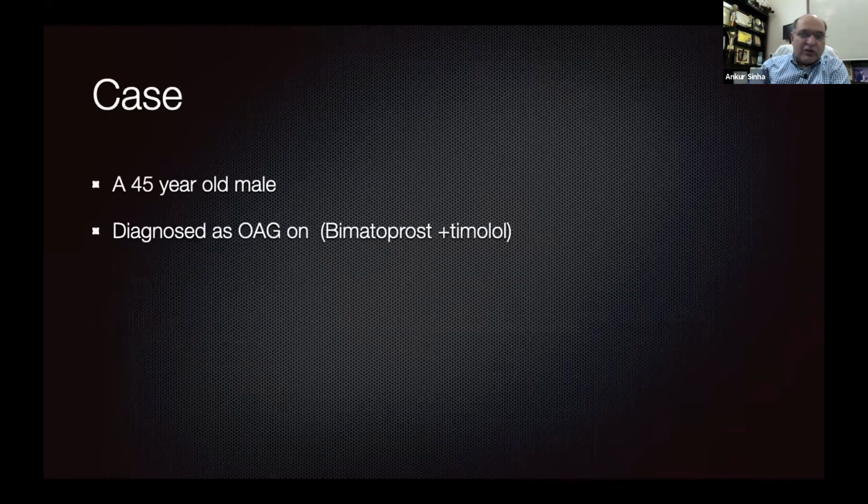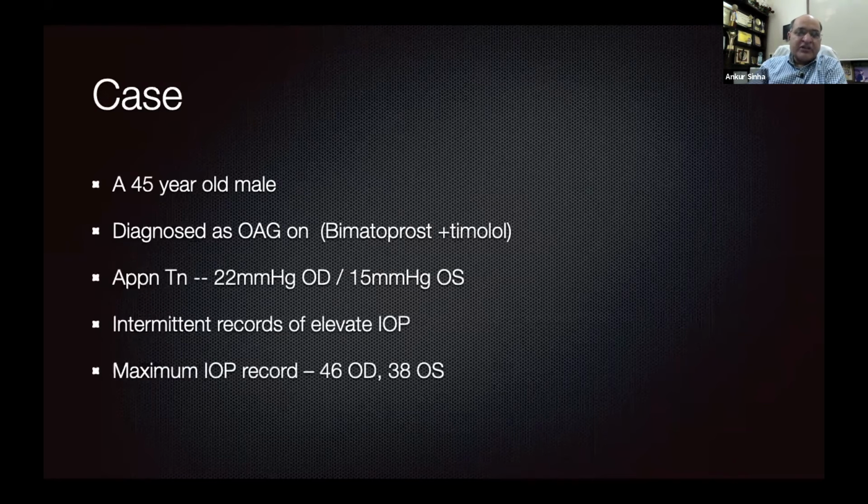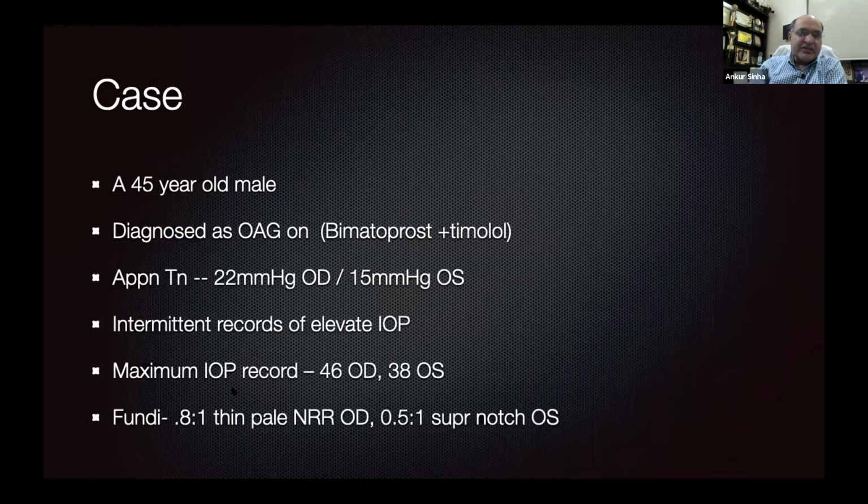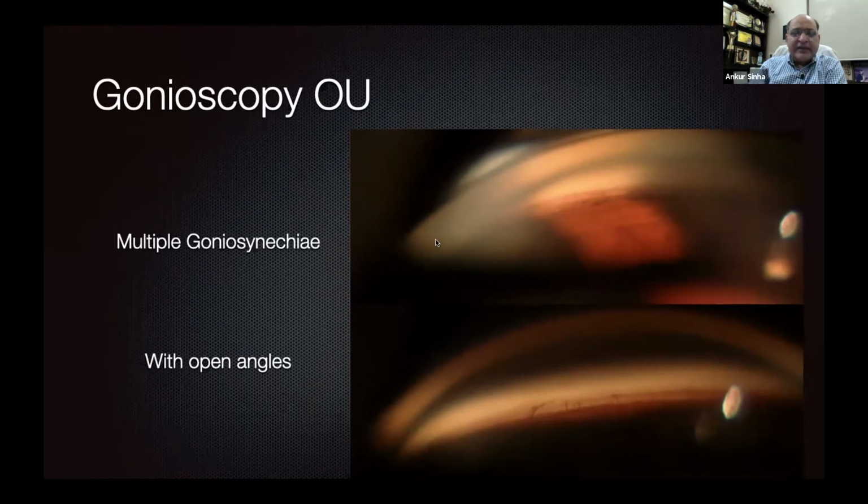A 45-year-old male diagnosed as open angle glaucoma, on bimatoprost and timolol. Pressures are 22 and 15, with a history of intermittent elevated IOP, and the maximum recorded pressures are 46 and 38, and there's definite disc damage in the right eye. And this is the gonioscopic picture where we can see that there are multiple goniosynechiae with open angles.